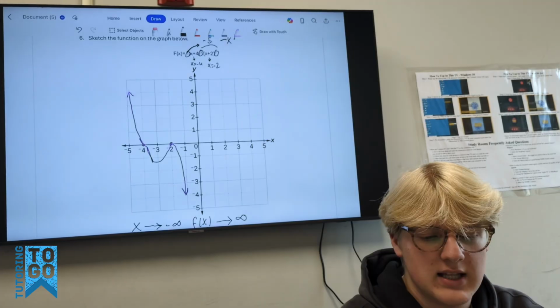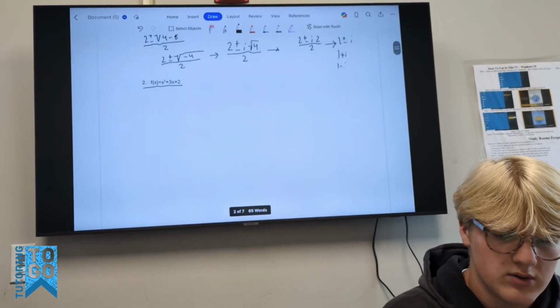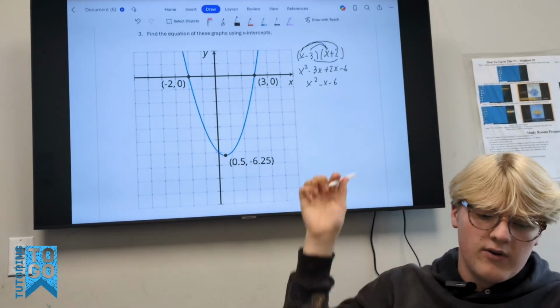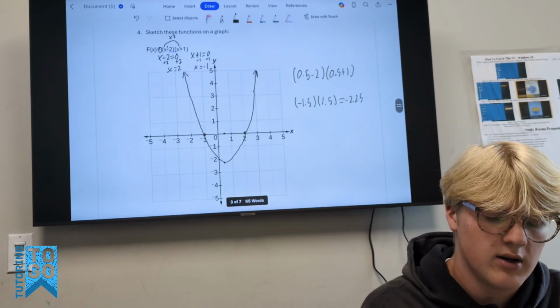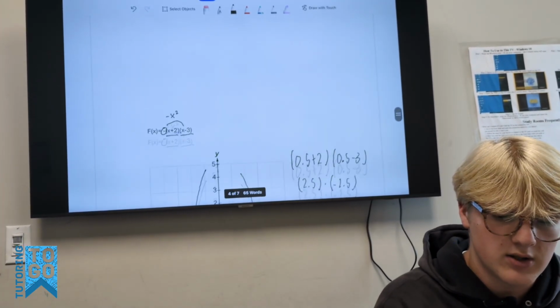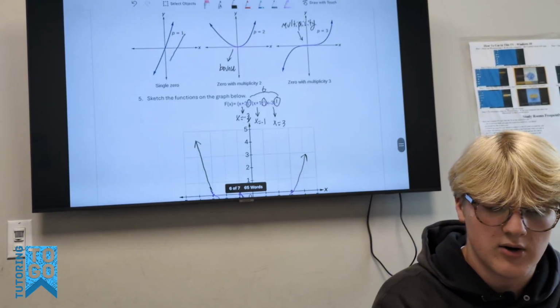That is all for this lesson. We learned how to find the complex root. We learned how to find regular roots through factored form and how to plot them on the graph and then make the equation from it. We also learned how to sketch these functions on the graph and find the vertex for it, and also the end behavior, how to write end behavior, and then multiplicity on a graph and how to graph that.